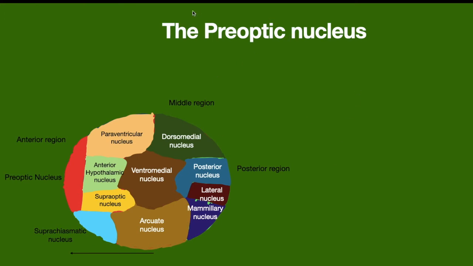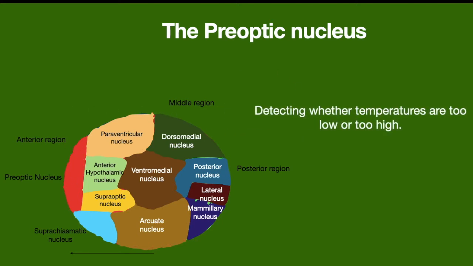So first we'll be talking about the preoptic nucleus, which is this red part over here. And the preoptic nucleus is important for detecting whether temperatures are low or too high. So that's what we call thermoregulation. So it's basically detecting whether it's low. Not solving the problem, but just detecting.